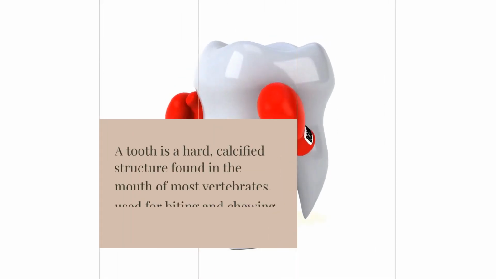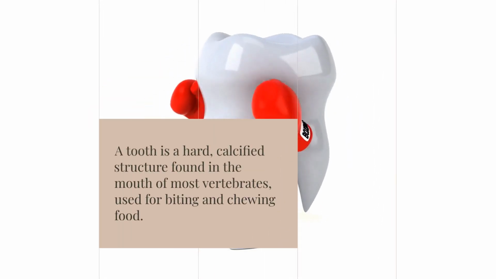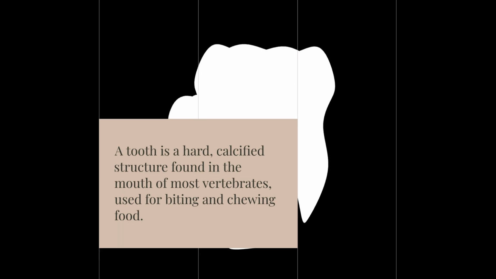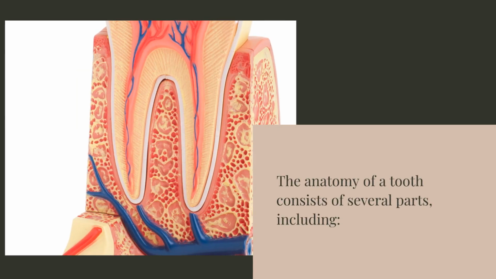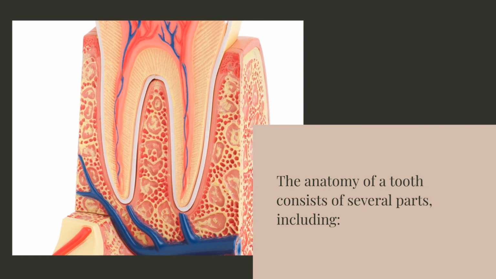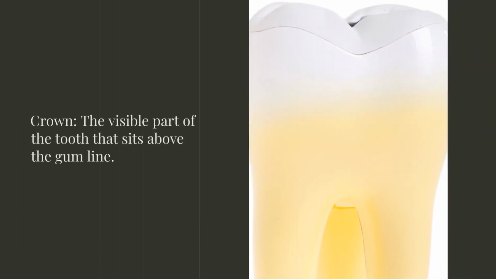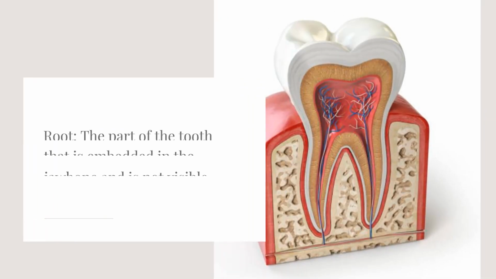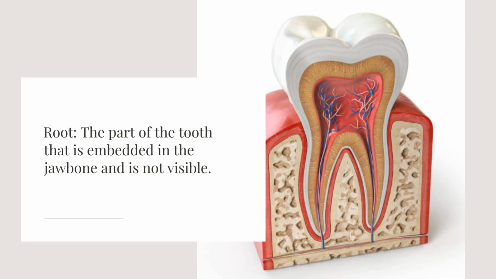A tooth is a hard, calcified structure found in the mouth of most vertebrates, used for biting and chewing food. The anatomy of a tooth consists of several parts, including crown, the visible part of the tooth that sits above the gum line. Root, the part of the tooth that is embedded in the jawbone and is not visible.